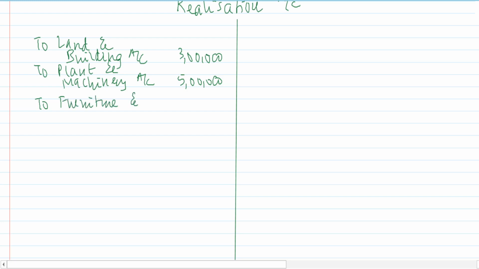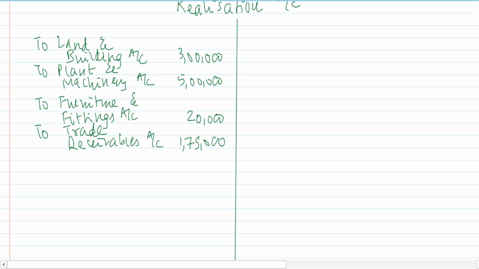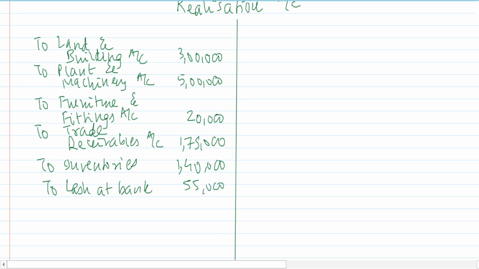To furniture and fittings, to trade receivables, do not disturb the amount. We have already discussed that. Everything in the books of the selling company at book values. Do inventories, do not disturb this. Basically, the entire asset side is to be copied over here. Entire asset side is getting copied over here.